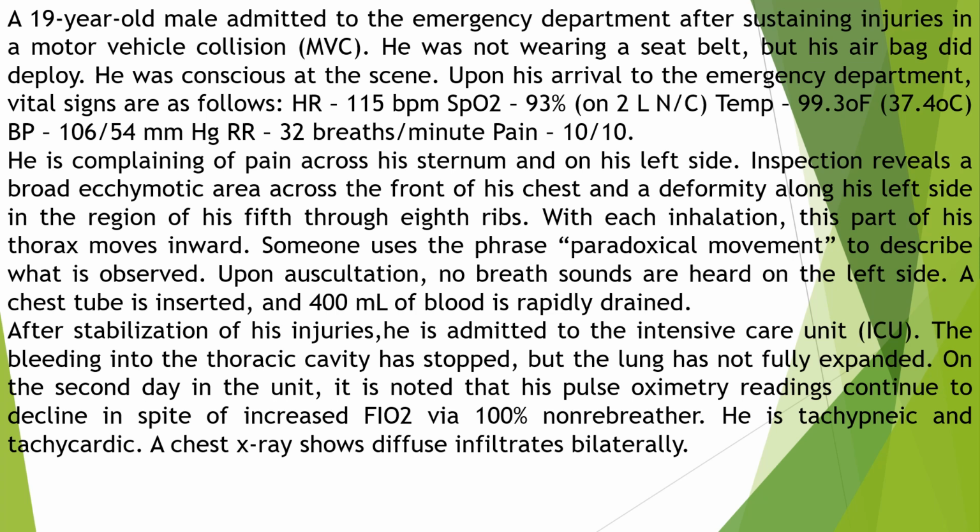He is complaining of pain across his sternum and on his left side. Inspection reveals a broad ecchymotic area across the front of his chest and a deformity along his left side in the region of his 5th through 8th ribs. With each inhalation, this part of his thorax moves inwards. Someone uses the phrase paradoxical movement to describe what is observed. Upon auscultation, no breath sounds are heard on the left side. A chest tube is inserted and 400 ml of blood is rapidly drained.